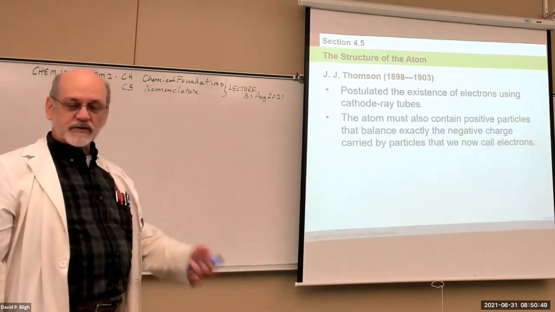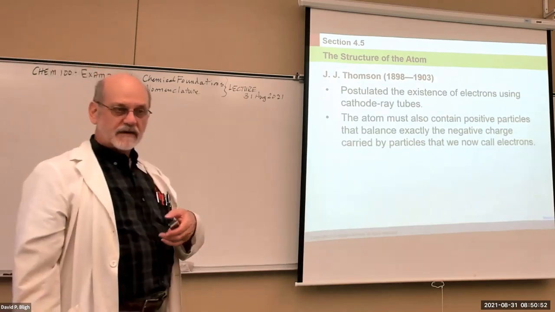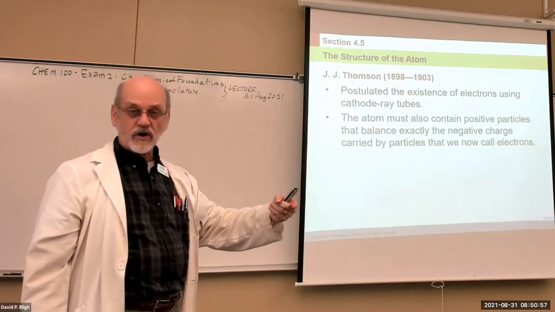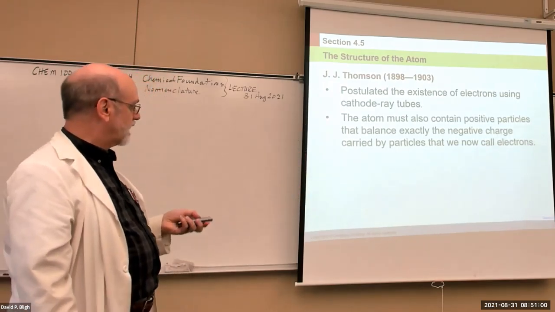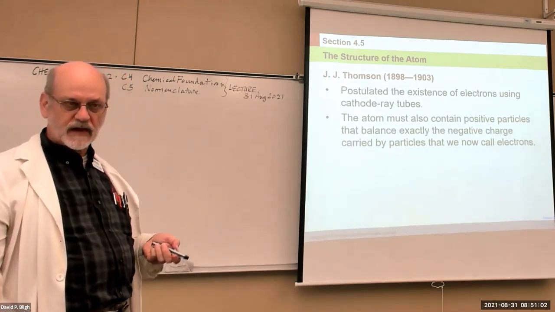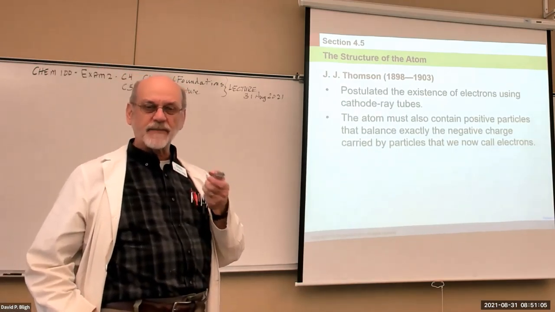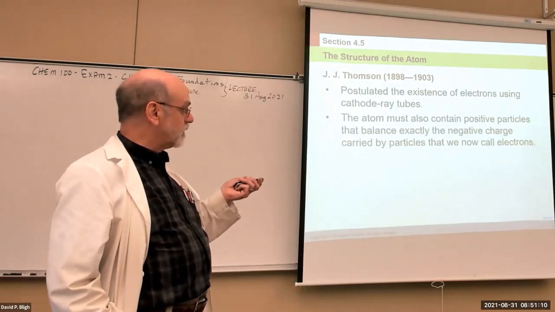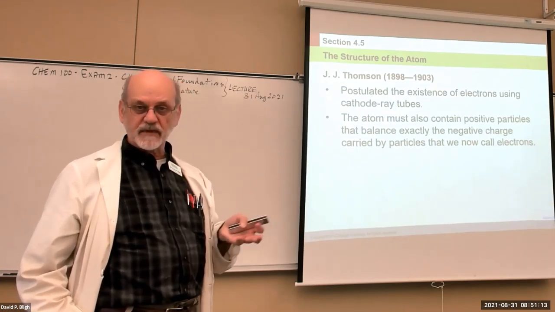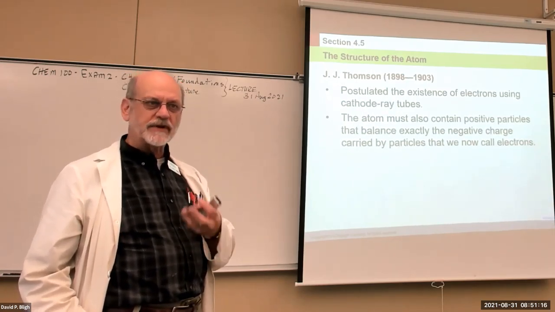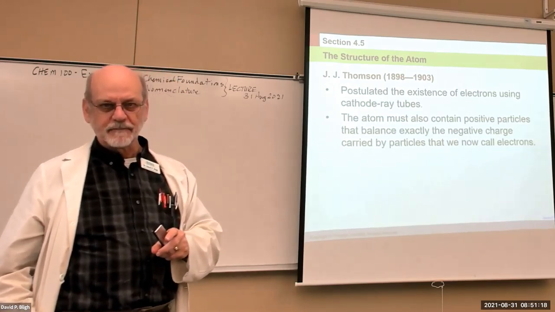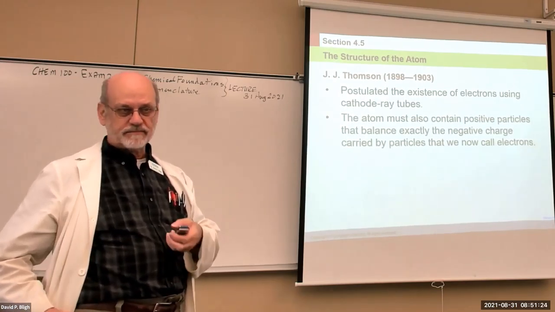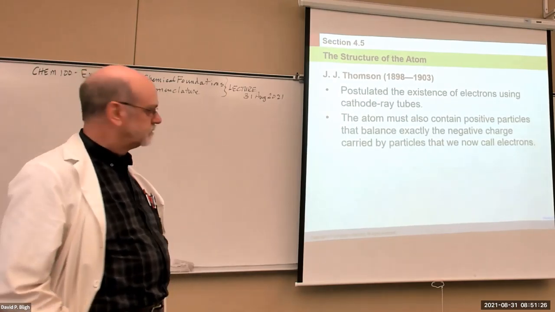So he did some experiments with his cathode ray, and he determined that the particles that were being transferred from one electrode to the other were negatively charged. And he called them electrons. He also noticed that it didn't matter what the composition of the electrode was, the behavior of his electrons was always the same. So he concluded that electrons were common to all elements. They were extracted from every element he could put in his cathode ray.